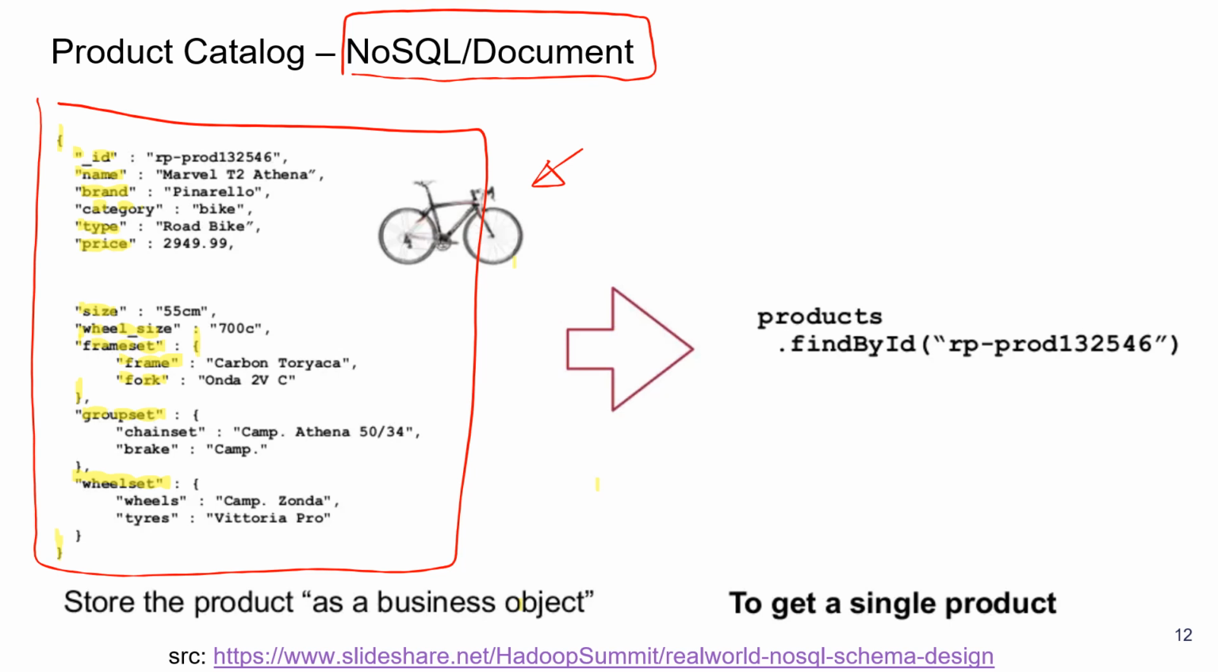So we can see that we store the product as a document object. And when we do a retrieval, this example uses MongoDB query syntax. So we just retrieve the product by its ID, and we want to retrieve just one single product. That means the product catalog or product description of this particular product with this particular ID. Search by ID, find by ID.